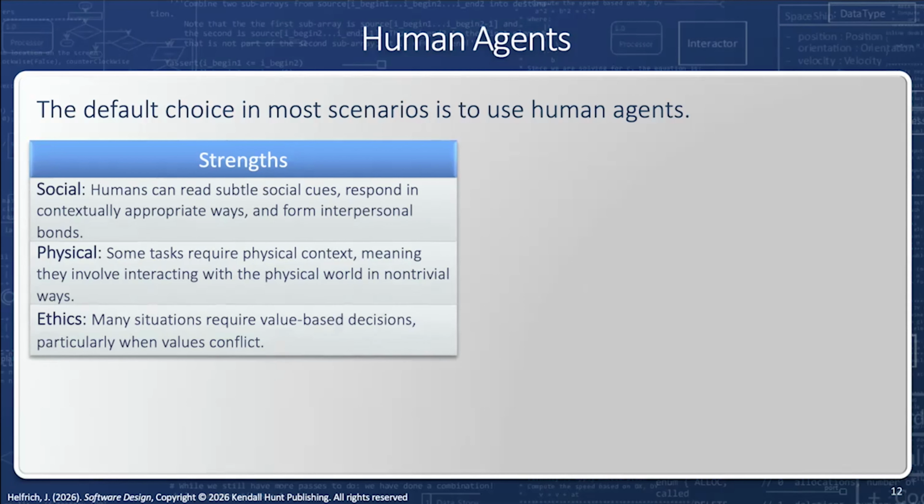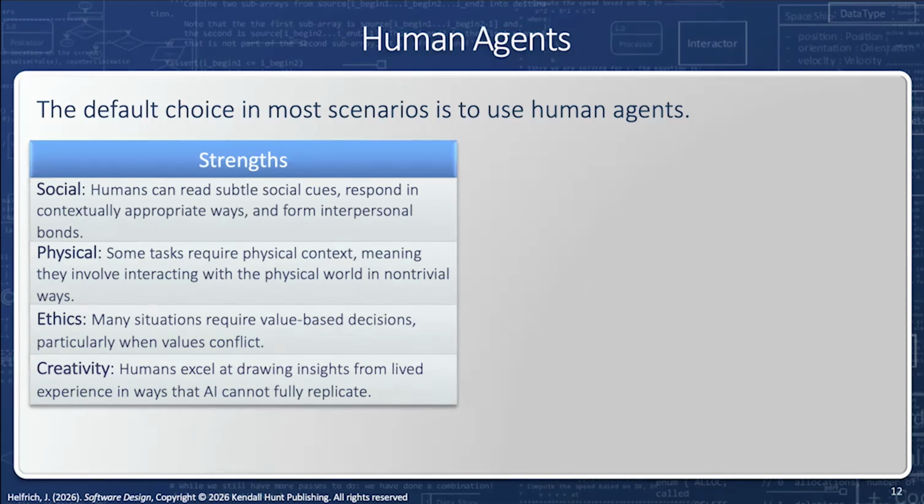Then we have the ethical aspect. Many situations involve value-based decisions, particularly where values conflict. This is especially true in contexts involving legal, moral, or professional liability. And finally, humans are really good at creativity. AI and traditional software systems can certainly generate creative output, but humans excel at drawing insights from lived experiences in a way that AI cannot fully replicate. This capacity is often described as intuition, instinct, imagination, or even vision.